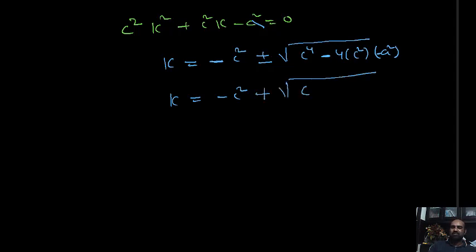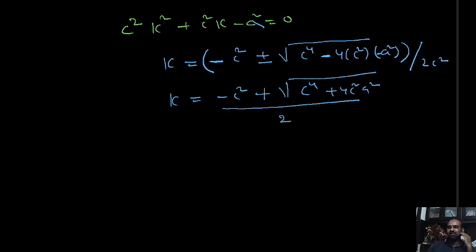Plus root over what you got, I will write c power 4 plus 4c square a square. So c square I can take common. What I wrote, formula wrong, no? By 2a should be, that I will write here, divided by 2a means 2c square. Okay, I will write it clearly, 2c square.